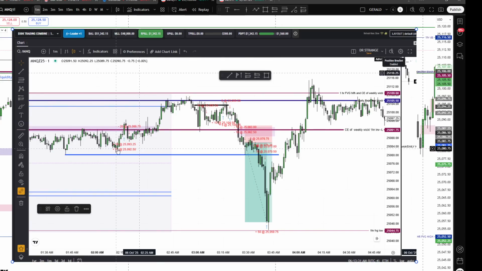I went long here and got stopped out from this wick here. My stop loss was below. I saw the price go, and it's so good that I didn't chase. When you get stopped out, most times when this black candle comes, you may think, okay, we are in shorts, and people rush into shorts. So when you get stopped out, wait for 5 minutes.